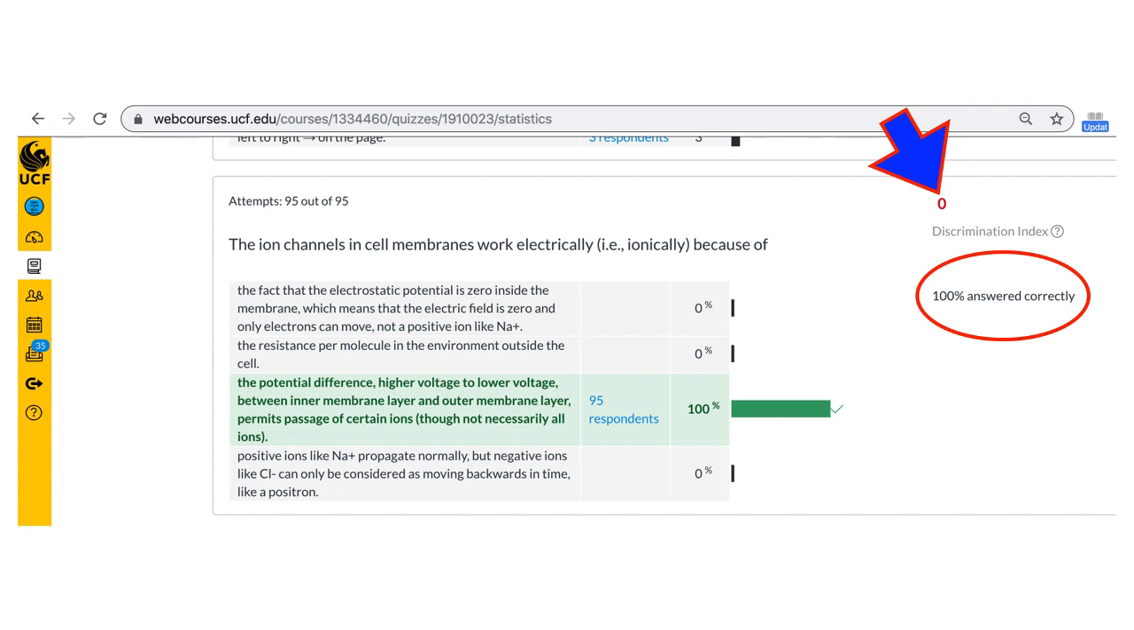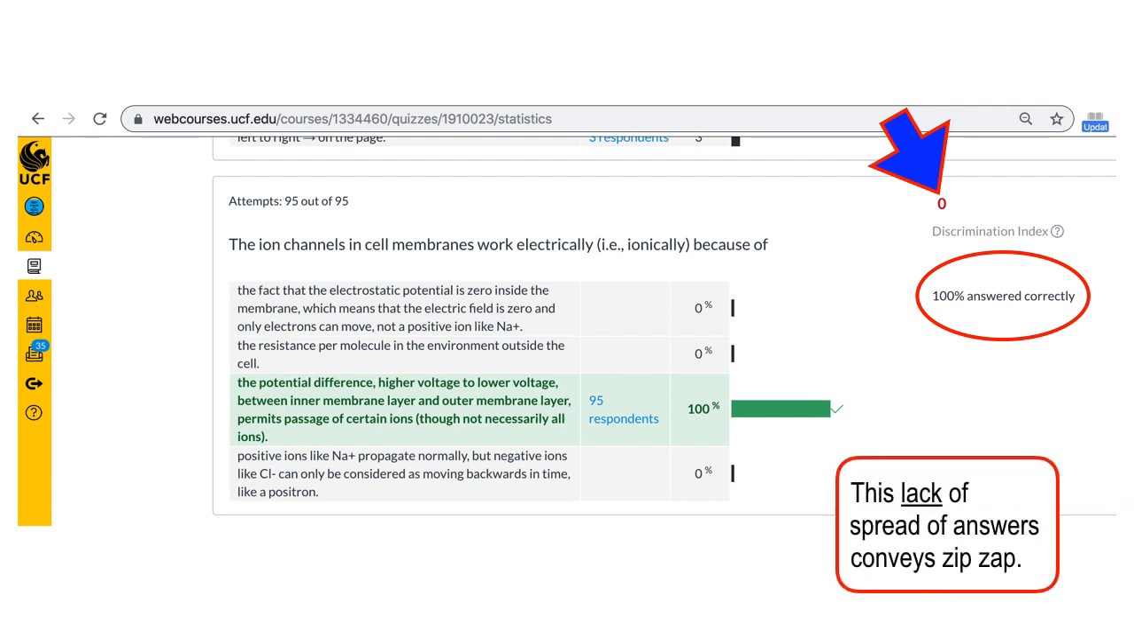Everybody got it. So I don't have to ask questions like this on the test in order to see the state of things in your minds. Okay, this one, it's a lock. Everybody's got it. We're good. All right, and zero discrimination. So this lack of spread in the answers conveys exactly zip zap. So in terms of information theory, this is zero entropy.